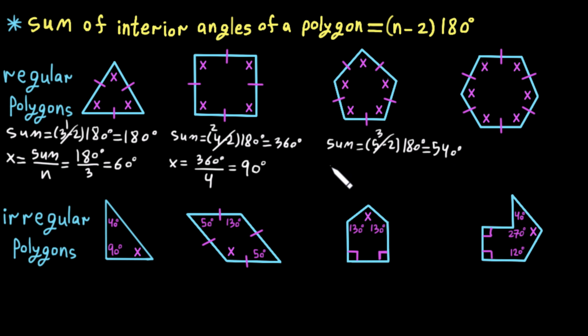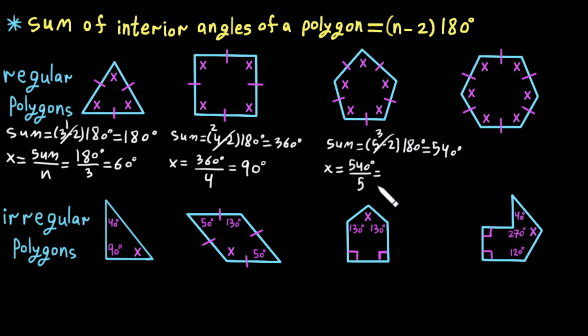Now, what is the value of this x? How can we find this x? Exactly the same as we did here. So we have to write the sum over the number of the angles. So 540 divided by the number of angles, which is 5.